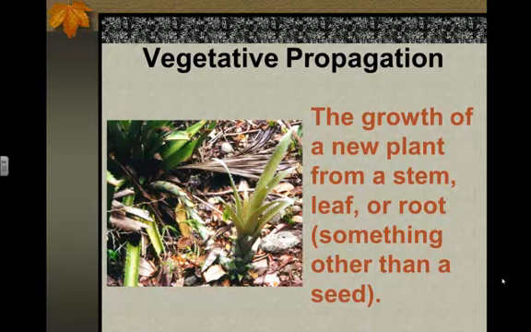So vegetative propagation is this: you're growing a new plant using its stem, a stem part, a leaf, or a root. You use something other than seeds. Seeds are specifically sexual reproduction, not asexual. So you've got to get a plant other than by seeds.